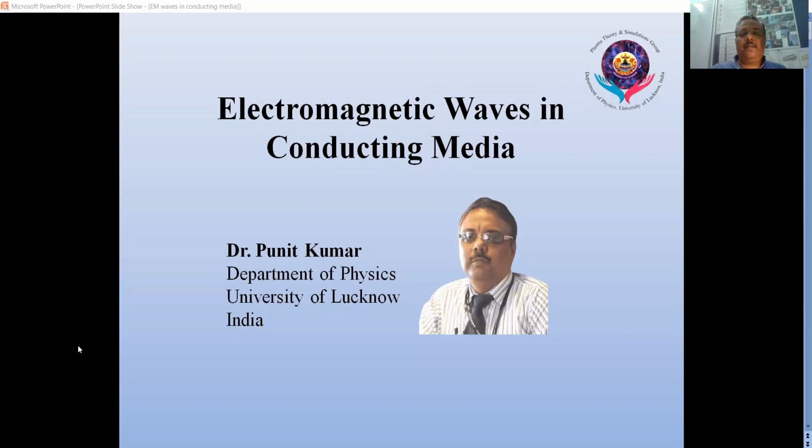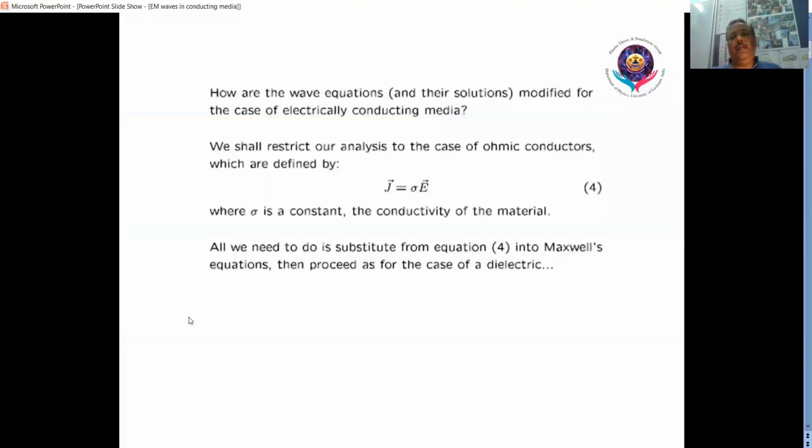We will be discussing today the behavior of electromagnetic waves in a conducting media. We have already discussed the behavior of electromagnetic waves in a general matter and in the non-conducting media before. So today we will be limiting ourselves to the conductors which obey Ohm's law, that is, ohmic conductors.